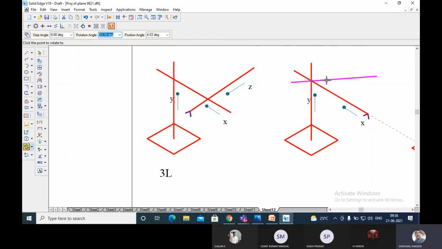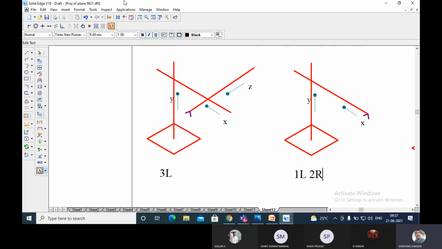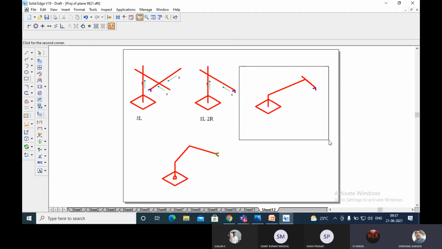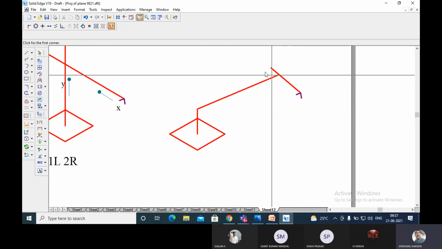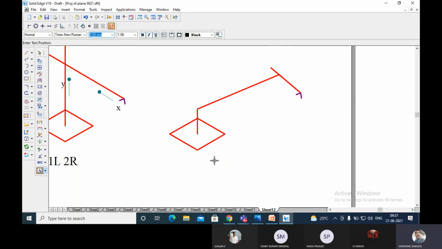This arm can be rotated like this, so that it is a rotation along this axis, and this is the retraction, and this is moving up and down, so this is called a 1L 2R robot. Correct? And the next one, it can rotate here, and it can rotate here. It can move like this, so that it will have 1L and 2R.